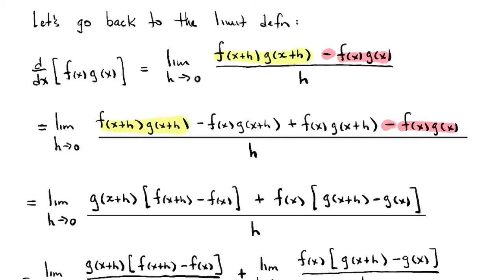I stuck in a couple of terms. So how can I claim that this quantity is still equal? Notice the terms that I stuck in are exactly the same, except one of them has a plus sign and one of them has a minus sign. So I've just subtracted and added the same quantity. That's what justifies this equality. If you subtract something and then add the same thing back, you haven't changed anything.